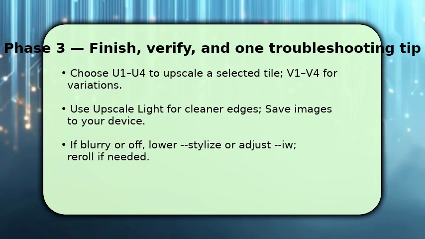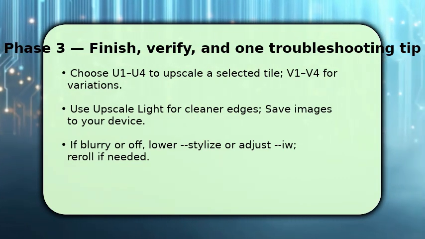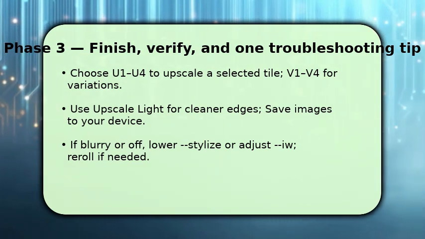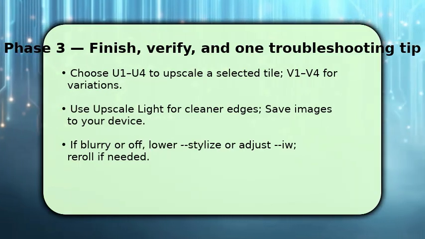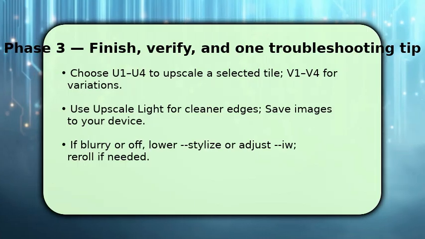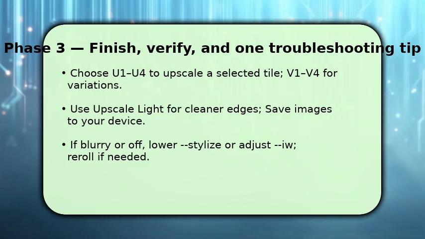Finish by selecting an upscale, U1 to U4, for the tile you like, or a variation, V1 to V4, to explore nearby options. Upscale Light preserves original detail, so choose it when you want cleaner edges. Save the final image to your device and consider one last pass with tiling or aspect adjustments.